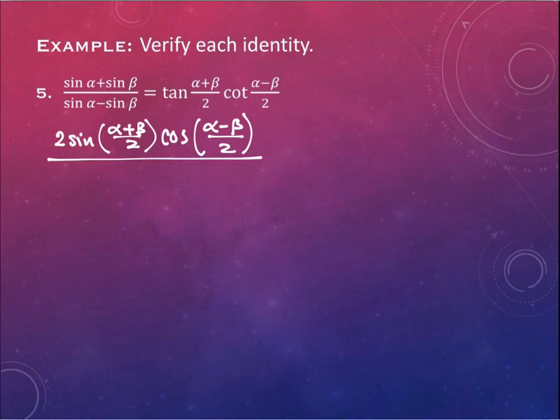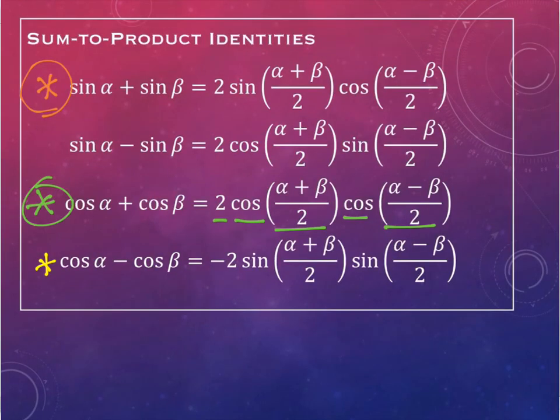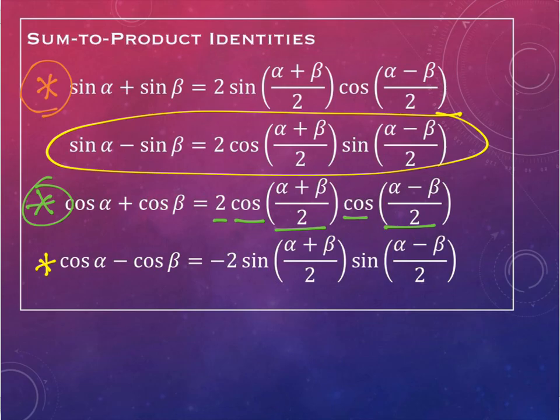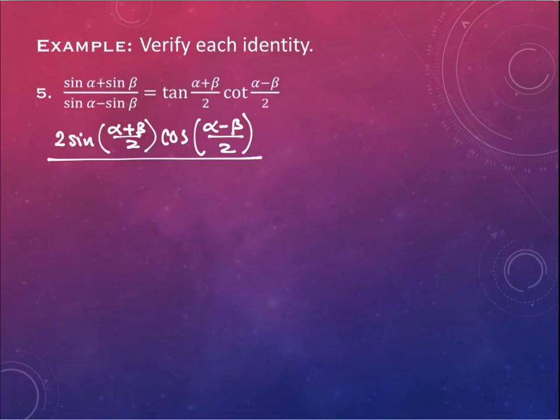Denominator. We've got sines, angles subtracted. It's the one that we haven't used, right here in the middle. So this is the one I'm on right now. This one has 2 cosine of the angles added, sine of the angles subtracted. So 2 cosine of the angles added, sine of the angles subtracted.